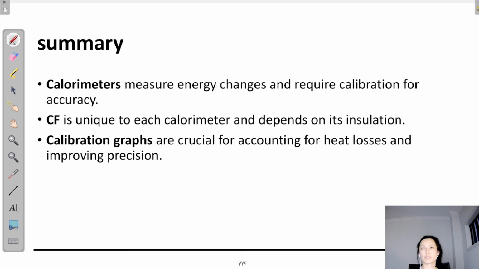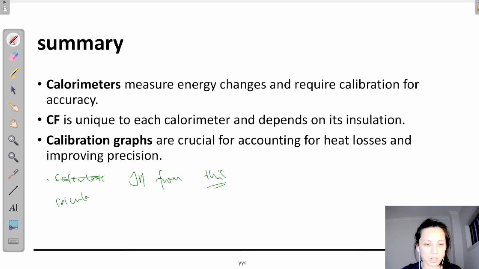Cool. Let's summarize what we've learnt right now. Calorimeters measure energy changes. We also know that calibration factors tell you how much energy is required to increase or decrease the temperature by a degree. And we can use calibration graphs to figure out whether or not something is really well insulated. What I probably should have said at the end of this is you can actually calculate delta H from this. I don't know what happened there, but let's redo that. My bad.